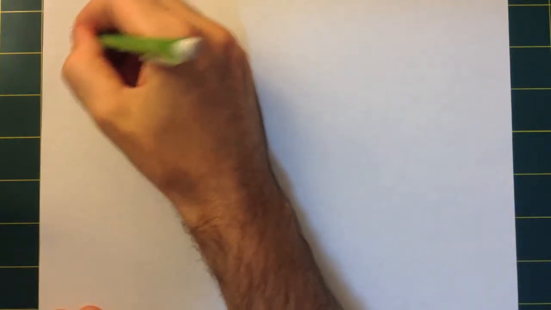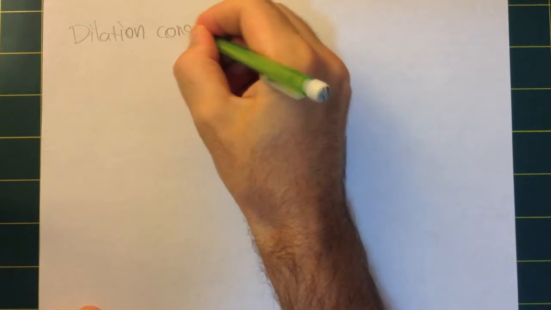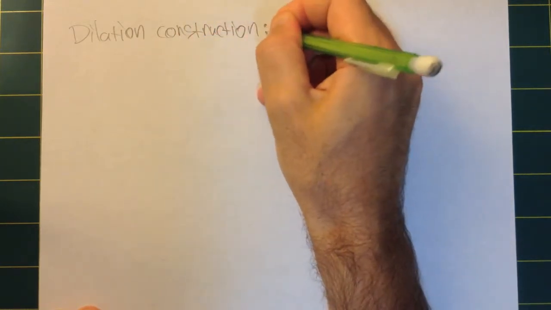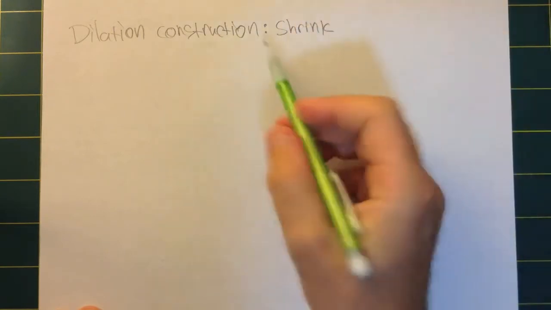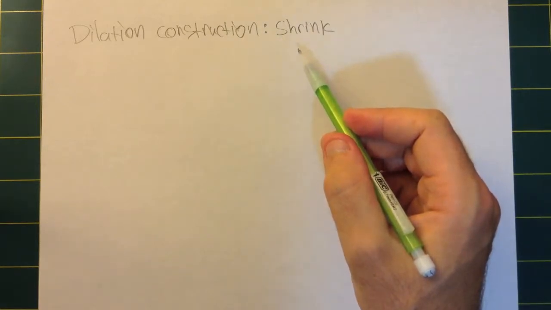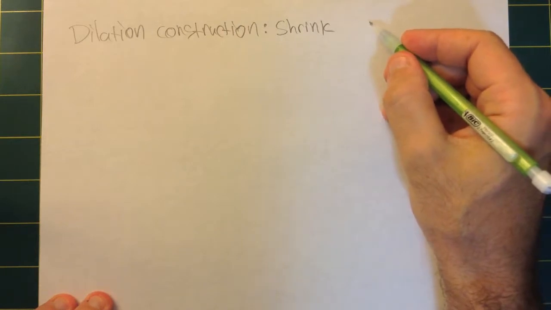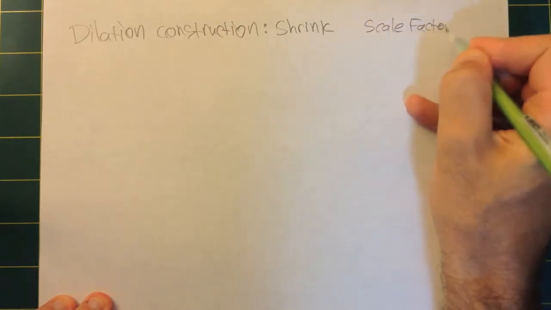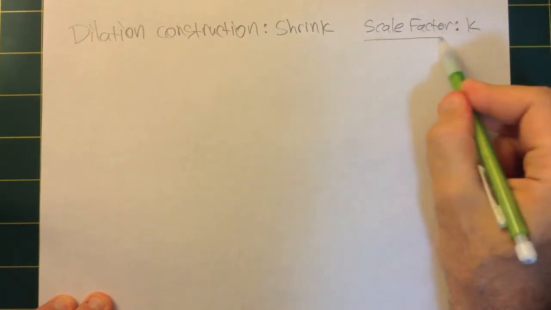In our last video, we did a dilation construction where we enlarge the shape. This time, I want us to figure out how we shrink a shape. We know that when we do a dilation, whether the shape grows or shrinks or stays the same or shrinks down and vanishes, comes down to the value of the scale factor. And we use the letter K to stand for scale factor.